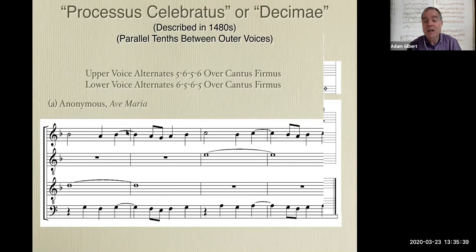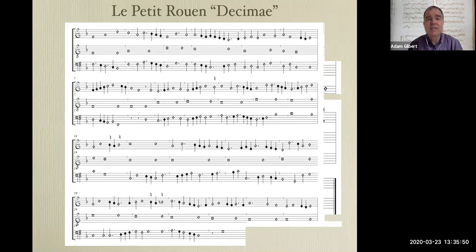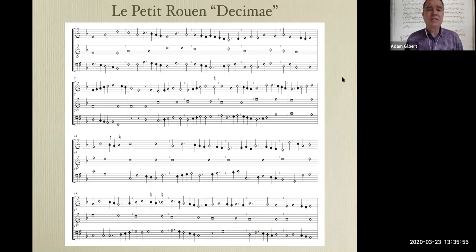So if you take a look at that, the way that works, I'm going to show you that now in Petit Rouen. And this is an imagined version of Petit Rouen, using what we call dogged parallel tenths. I think Richard Taruskin is known to have called this procedure of parallel tenths bargain basement counterpoint, because you can just keep two voices going around something. And remember, it works that when there's a 6 above the tenor, the contra below is a 5 below. And then when the top voice drops to a 5 above the tenor, the contra drops to a 6 below. And so here is an imagined version of Petit Rouen.